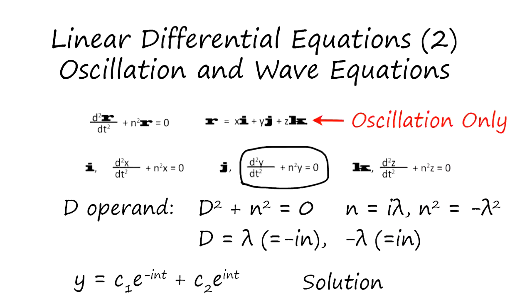Okay, we consider the three-dimensional coordinate R, and this is one linear differential equation. So how do we solve it? For the y coordinate, we use the D operator. This was explained in the first part of the video. So D squared plus n squared is 0. And if n is an imaginary number, then we can solve D equals lambda or negative lambda, which is negative i n or i n.